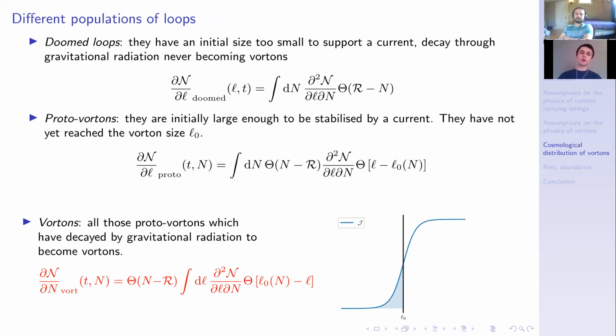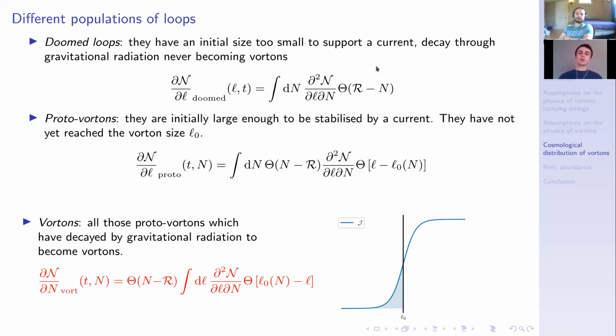And now, these loops have different behaviors depending on their properties. The first type of loops that we have are what we call doom loops. These are the loops that have a current which is not large enough to sustain their final collapse. At the very end, this means that the vorton size associated with the charge is smaller than lambda, the quantum wavelength, and that they will decay by quantum tunneling.